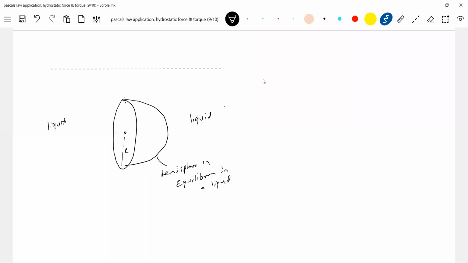In a liquid. Then what about the forces? Let's get into the forces. The liquid will exert... There's a flat face, no?